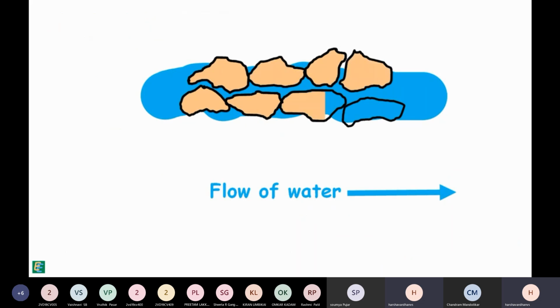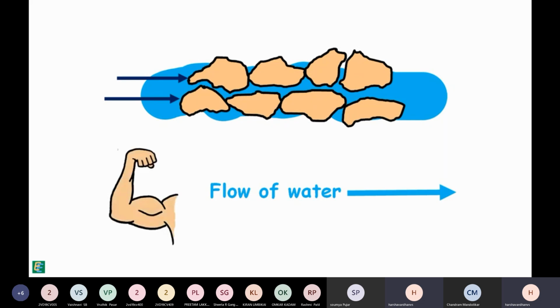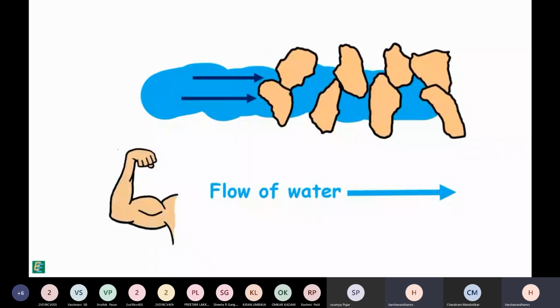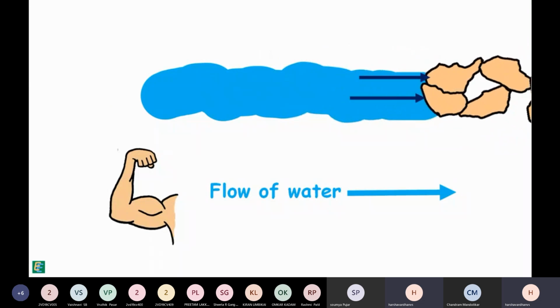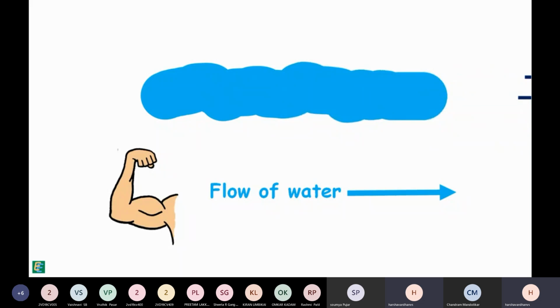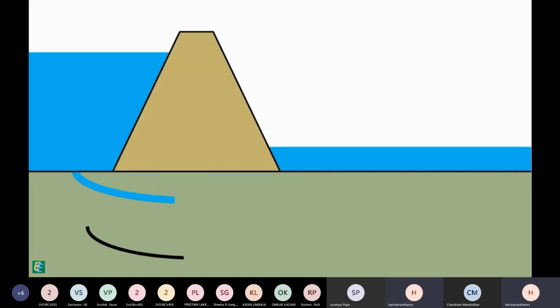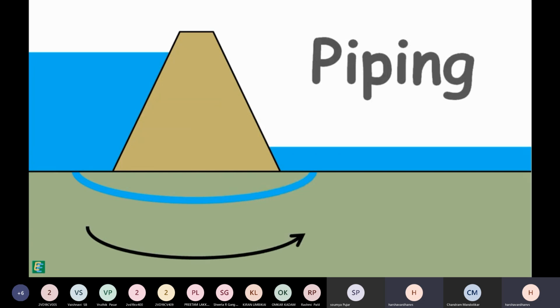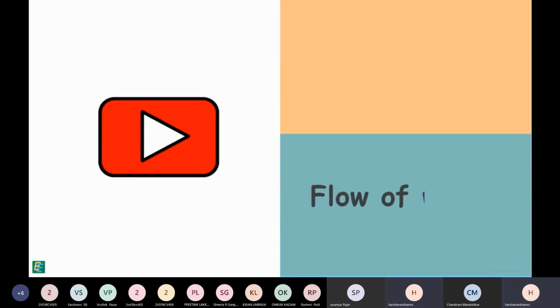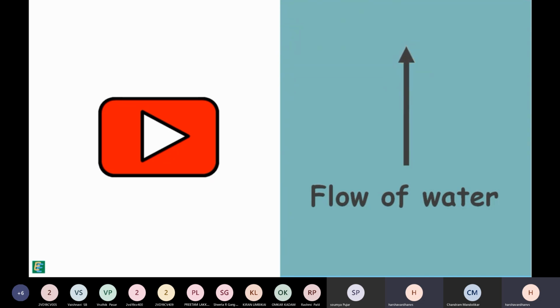When the water flows in the soil in the horizontal direction, it exerts seepage force on the soil particles in the horizontal direction. If this exerted force is strong, it has the capability to displace the soil particles in its way, and particles may get carried away by the flowing water. This leads to a very serious problem in soil engineering, development of channels in the soil, and this phenomenon is called piping. But in this video, we will discuss only the flow of water in the vertical direction.